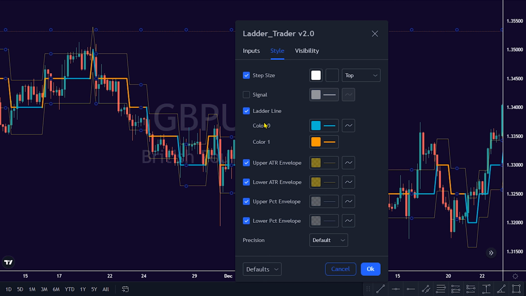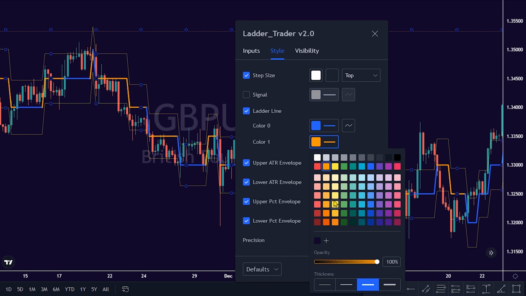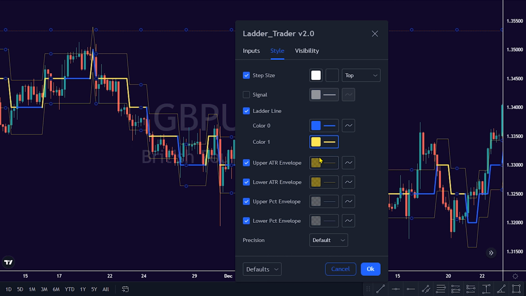Let's modify the color 0, that's purple color, to be blue, and the color 1, that's orange color, to be yellow. We can ignore the ATR and PCT envelope colors options here. That's all.